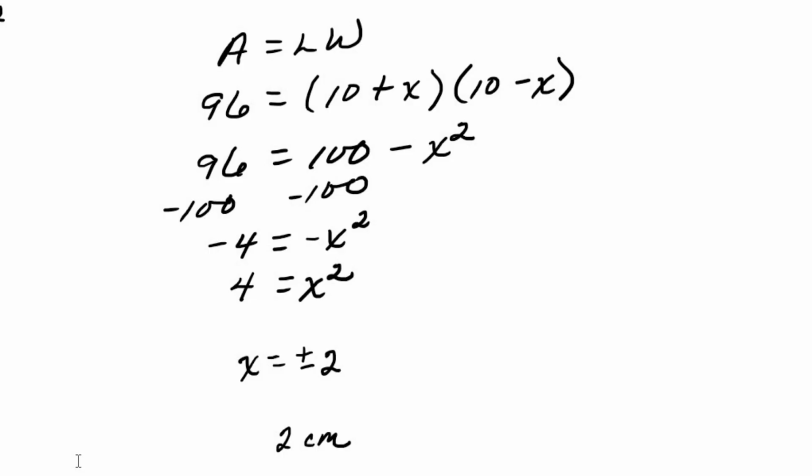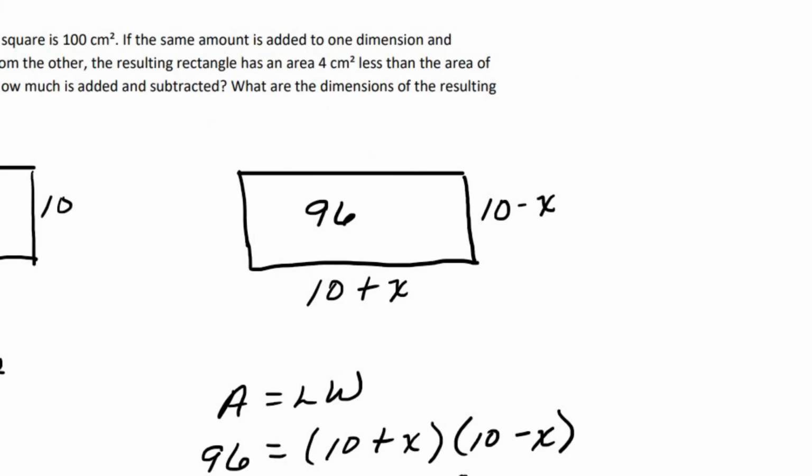Be careful, and once you get here, you're not done. I'm also asked to find the dimensions of the resulting rectangle. So substituting 2 back in place of x, I get this side to be 8 centimeters, and this side is going to be 12 centimeters.